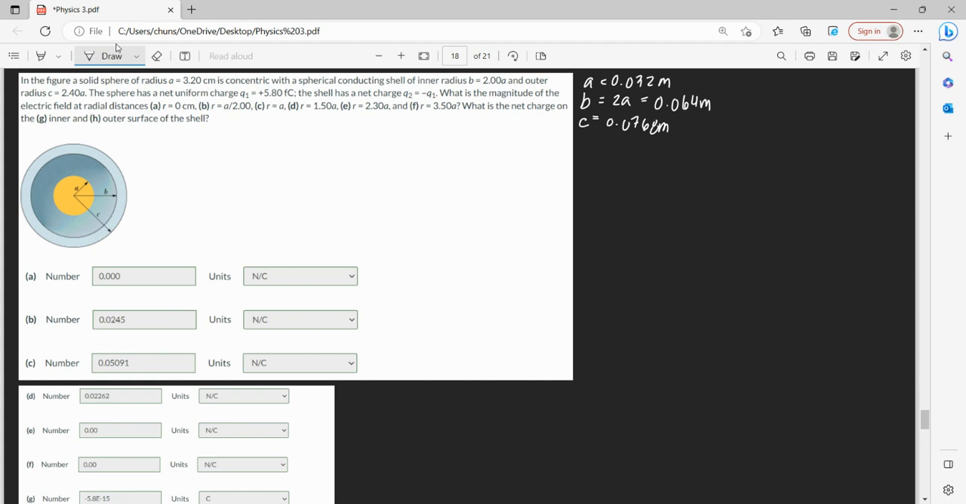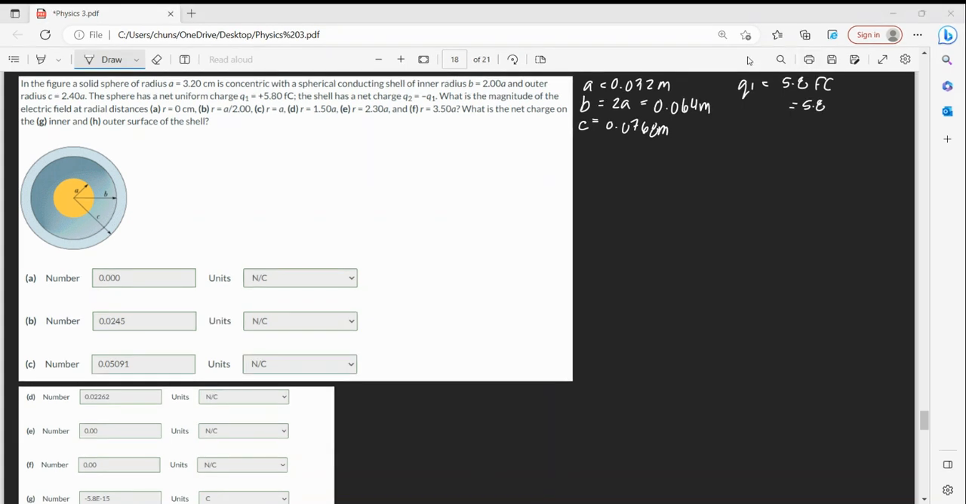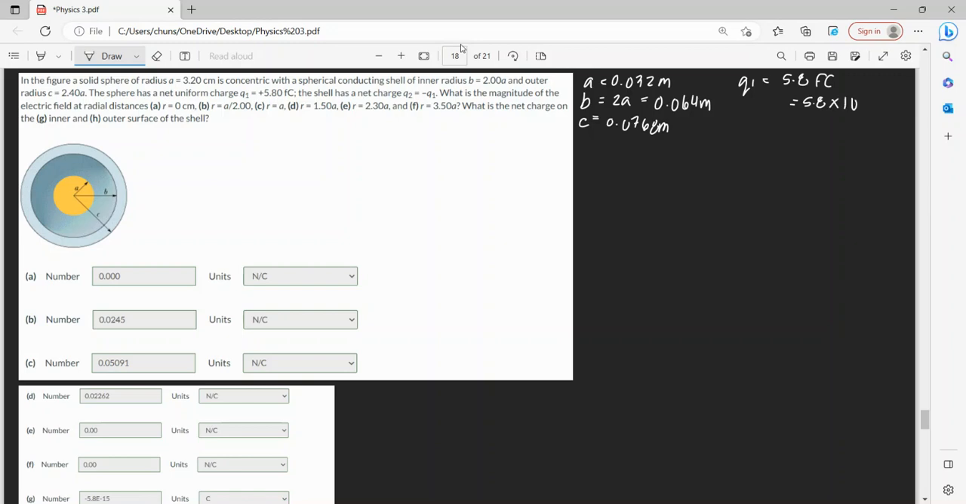And we want to find what the electric field is at for different distances. So we're also given charge. The sphere at the center has a charge of 5.8 fC, which is a femtocoulomb, which is times 10 to the negative 15 coulombs. Q2, which is equal to negative Q1, which is negative 5.8 times 10 to the negative 15 C. Okay, so those are all the values that we are given.